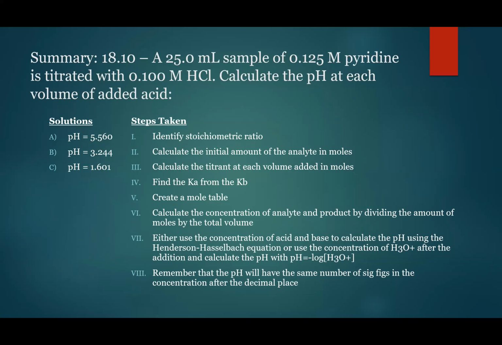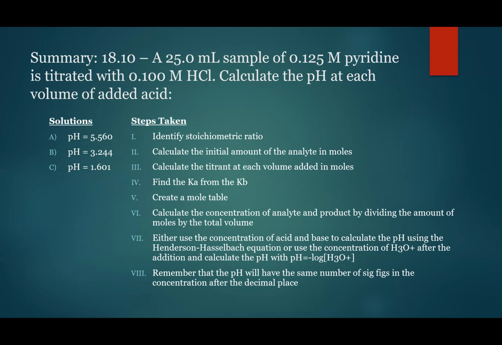For our summary, I'll go over the solutions for each volume of added acid and the steps taken. So we identified the stoichiometric ratio. We calculated the initial amount of analyte in moles. We calculated the titrant at each volume added in moles. We found the Ka from the Kb, created a mole table, and calculated the concentration of analyte and product by dividing the amount of moles by the total volume.